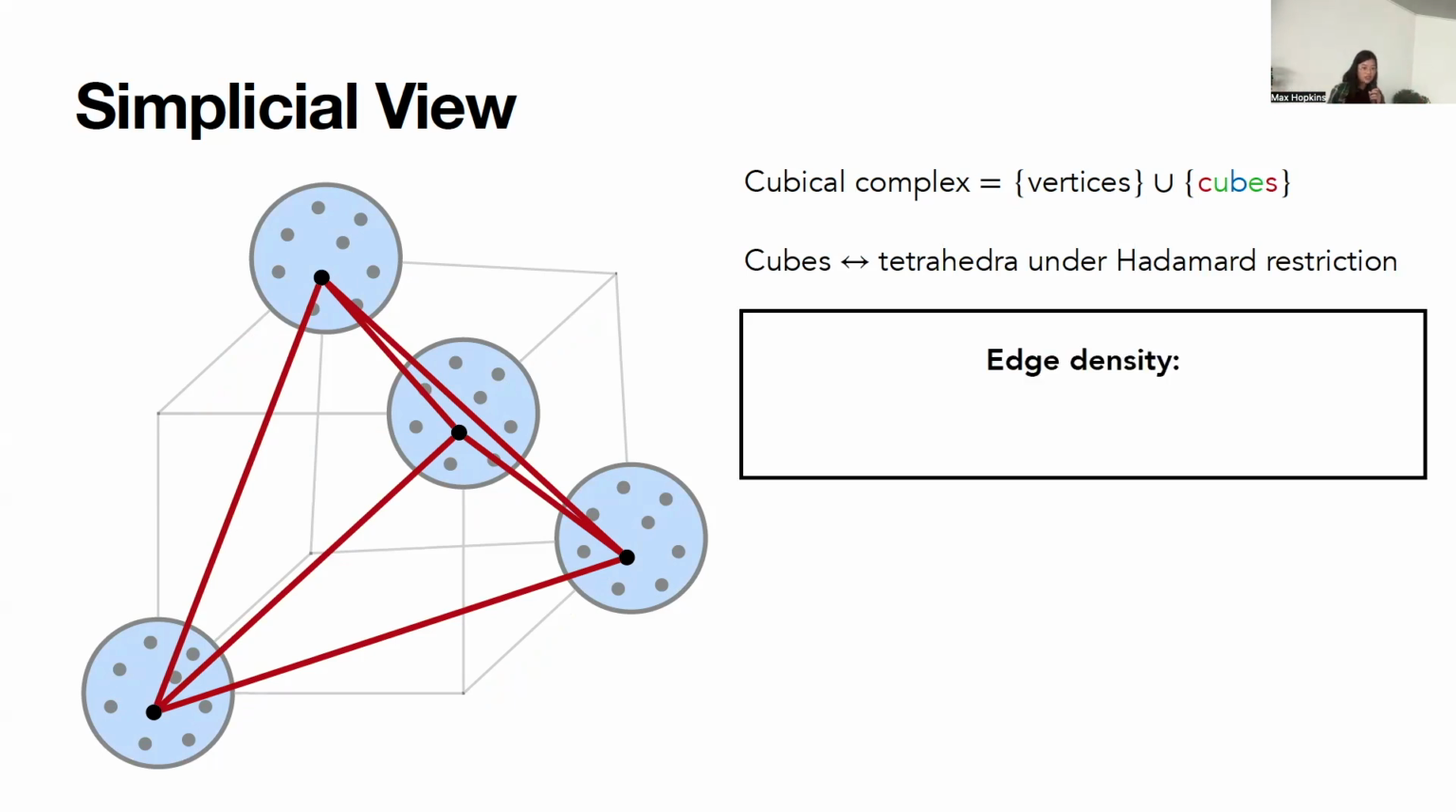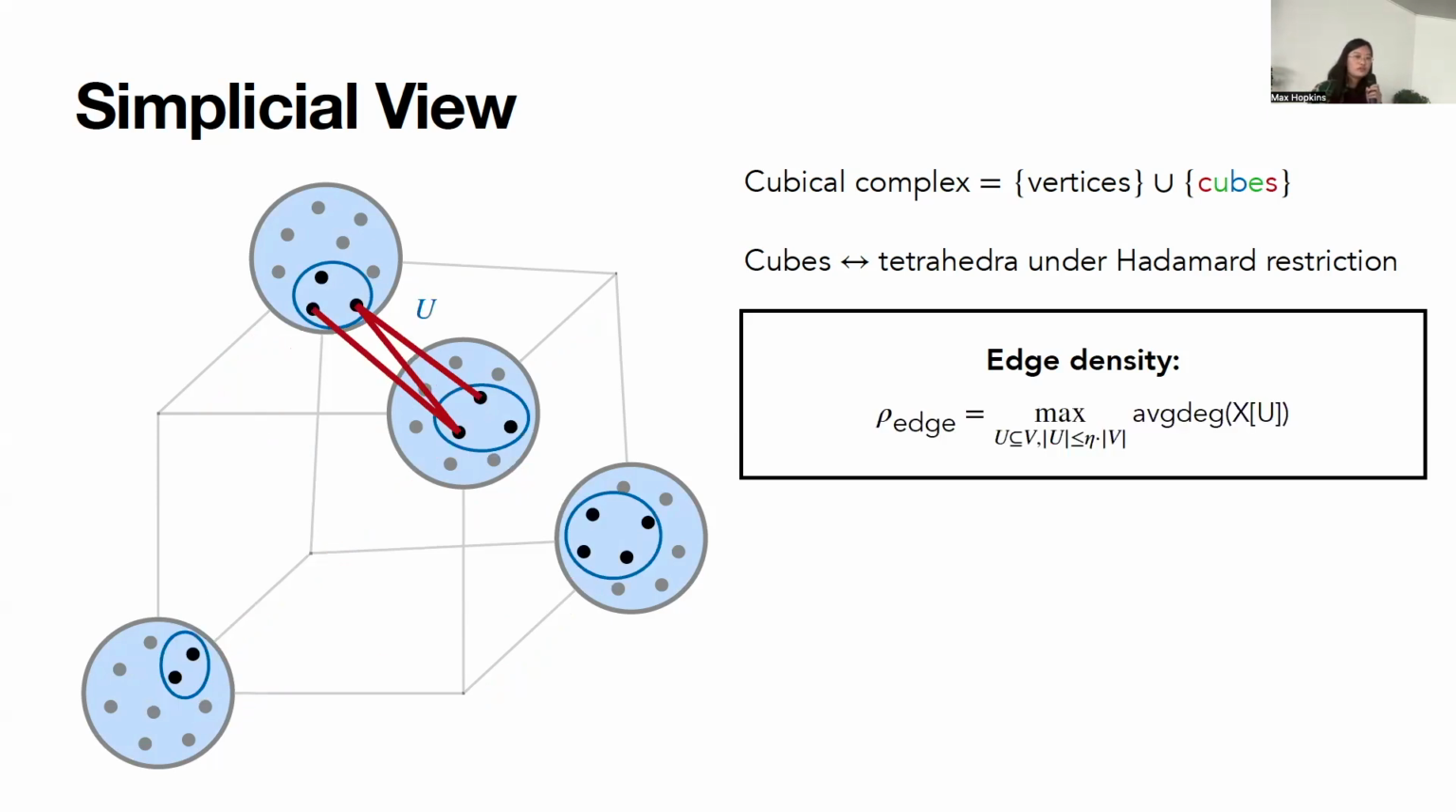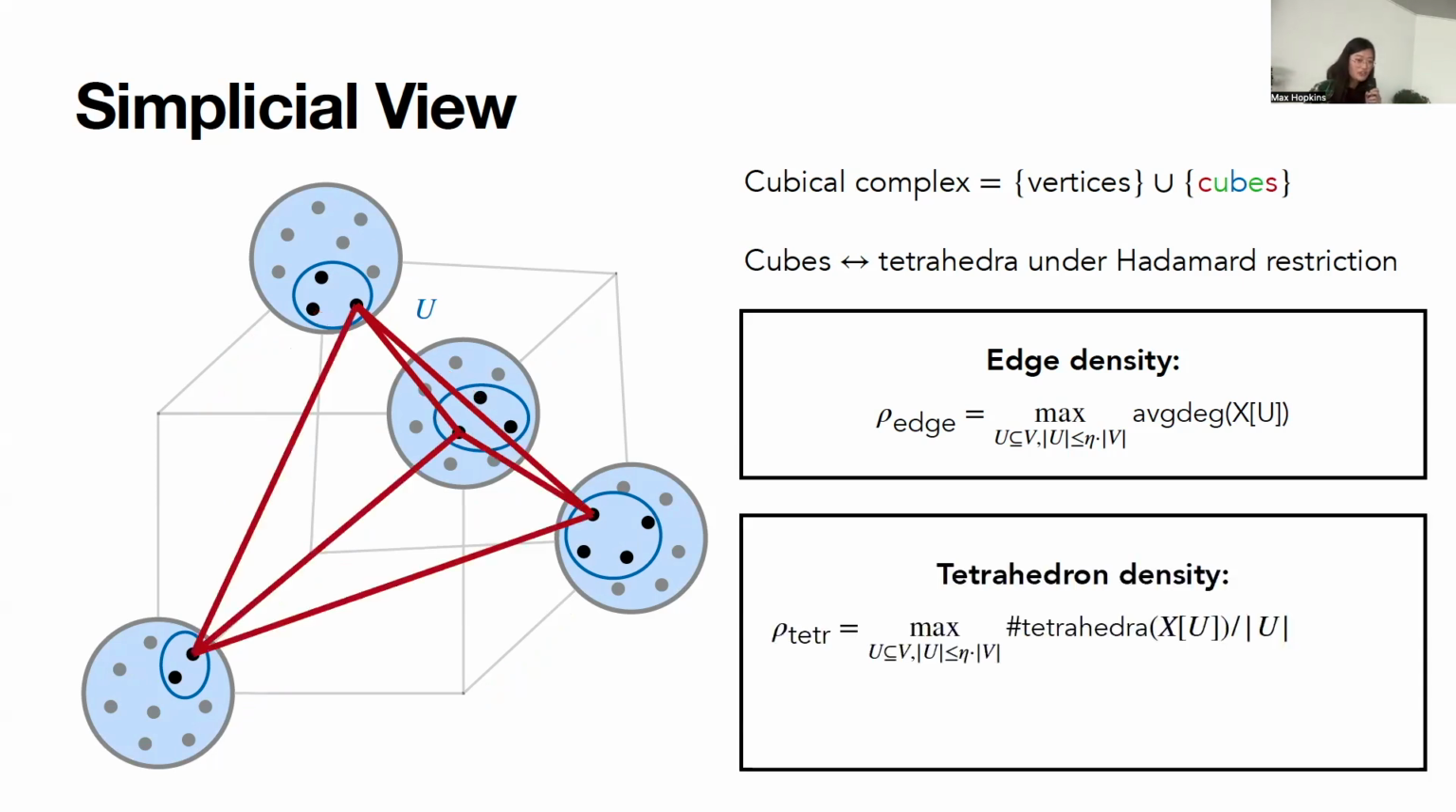So edge density, as we're going to define it, is simply the average degree when you restrict to a small set. So the maximum over all small sets of the average degree. Same as before, tetrahedron density is going to be the maximum of the average tetrahedron degree. That is, the average number of tetrahedra each vertex in U is contained in, when you look at tetrahedra only in the set U. And if we translate back to the cube language, this is the number of cubes with all 4 vertices in your set U, the average degree of that.